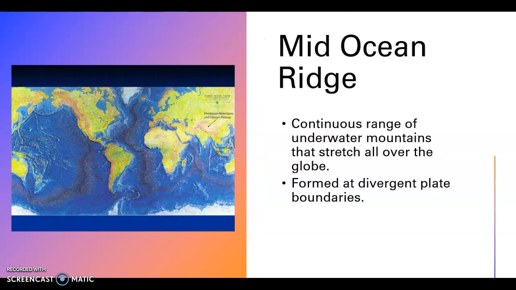The mid-ocean ridge is described as a continuous range of underwater mountains that stretch all over the globe. They are formed at divergent plate boundaries, and new ocean floor is created due to the tectonic plates spreading apart.